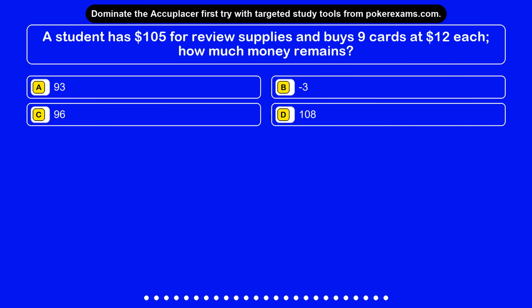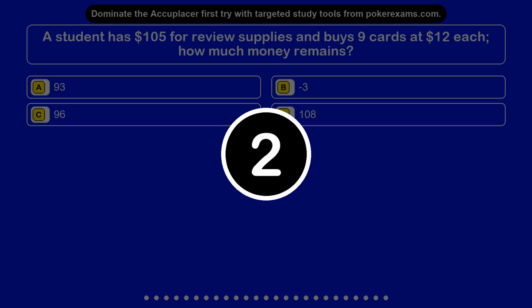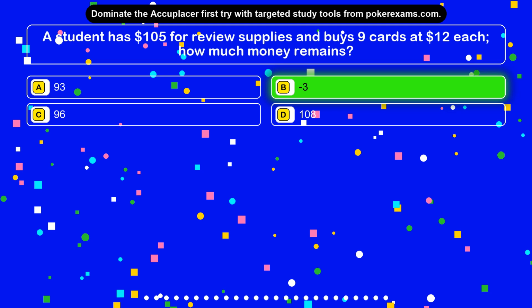Question 8. A student has $105 for review supplies and buys 9 cards at $12 each. How much money remains? Option A, 93. Option B, -3. Option C, 96. Option D, 108. The correct answer is option B, -3.